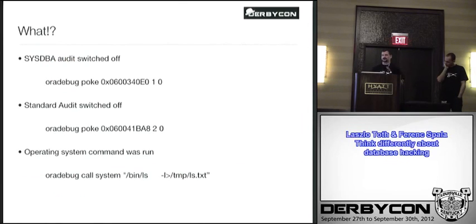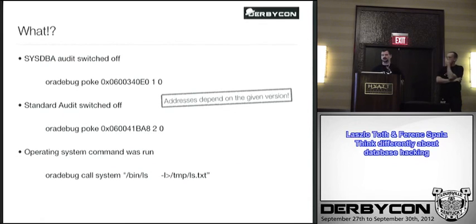So this is how you can switch off the sysdba audit or the normal audit. Of course, the address is dependent on the given version, but later I'm going to show you how you can switch off the sysdba audit without the memory address. As you can see, we are using the poke subcommands to write into the Oracle memory. And this is how easy it is to run an operating system command. We're just calling the system API. The trick is you have to use tab instead of spaces, because ORA-debug assumes a new parameter after the space. So you use tab on Windows, or on Unix systems, you can use the $IFS trick.